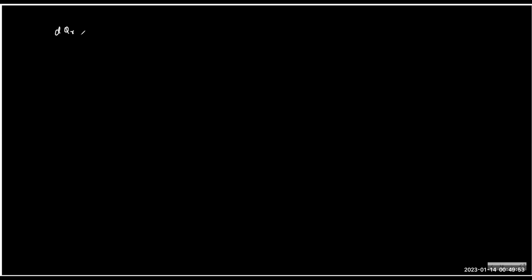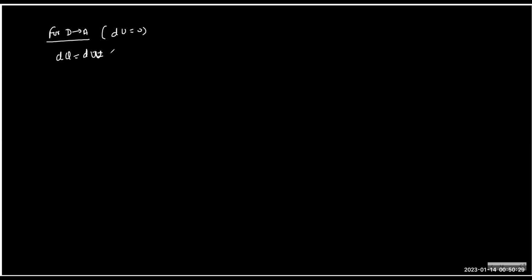dQr. So to find dQr, first of all let's find dQ for the process D to A. For D to A, the dQ is same as dW, right? Because we know it is isothermal, so dU is 0. So dQ we can write directly as dW, correct?